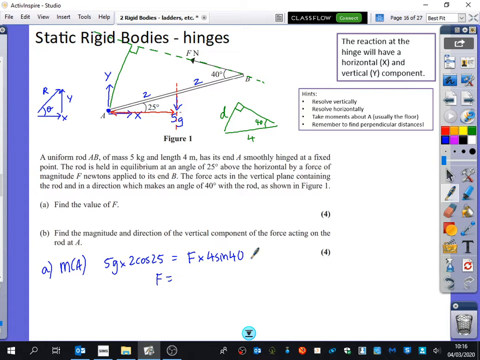So that's 5G times 2 cos 25 divided by 4 sine 40. And we get that F is 34.54413 and so on, which is just 34.5 newtons to 3 significant figures, okay?